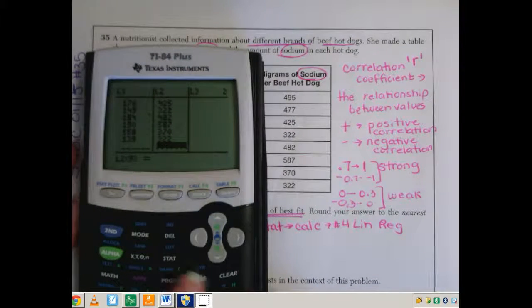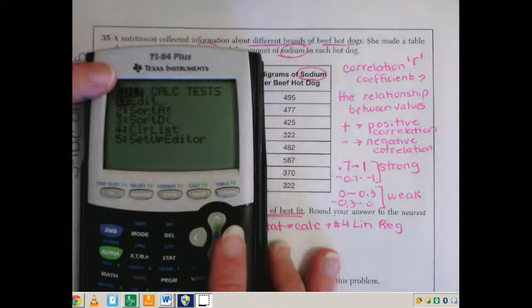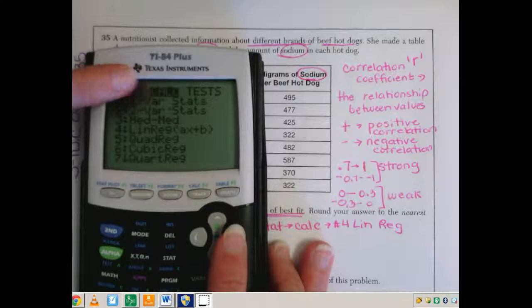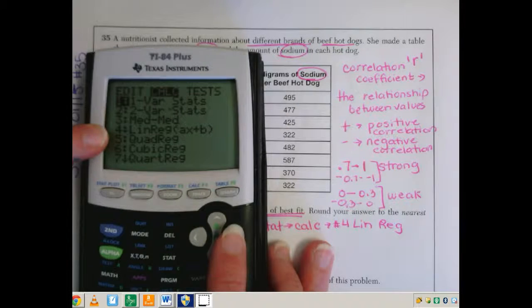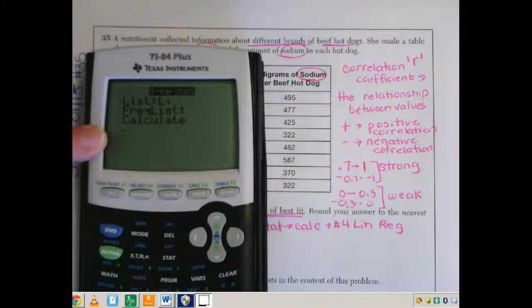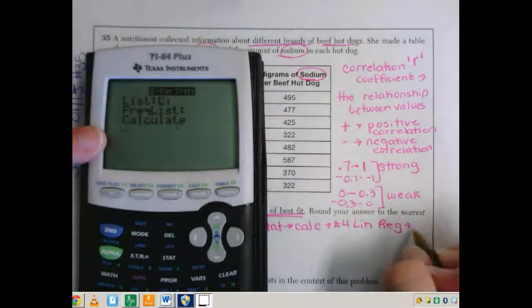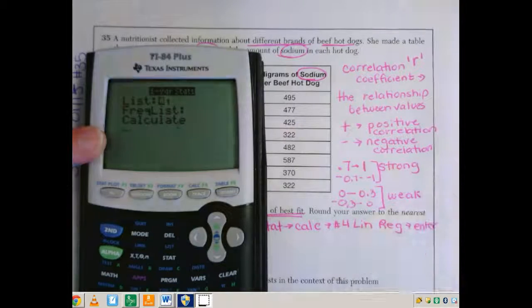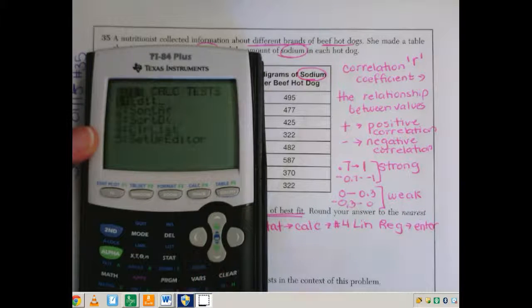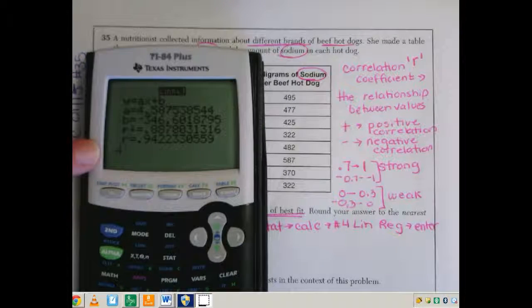I'm going to hit STAT. I'm going to go over to CALC. I'm going to go down to 4 where it says linear regression. Then I'm going to keep hitting enter until I get values. Enter. Ooh, clearly I didn't hit number 4. CALC 4. Okay, then I enter, enter, enter, enter. Now I have these values.